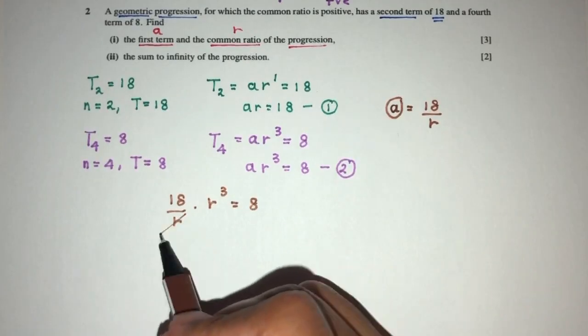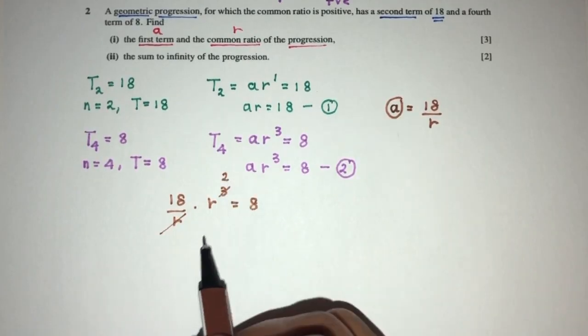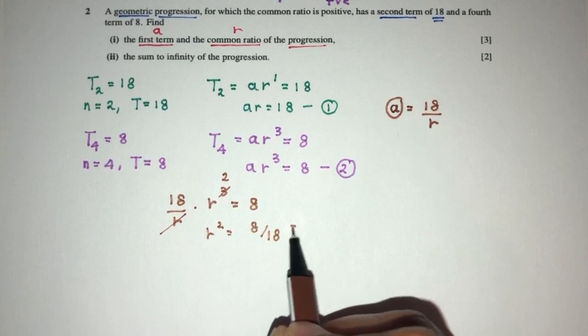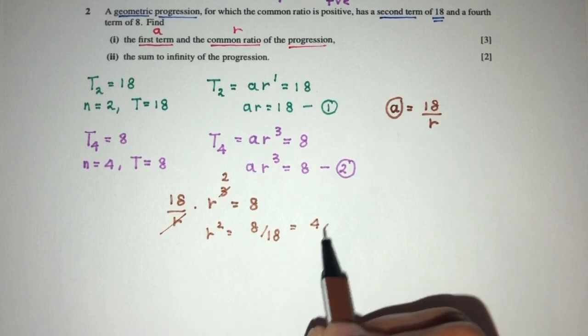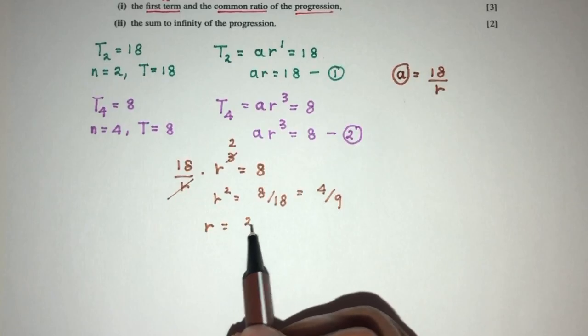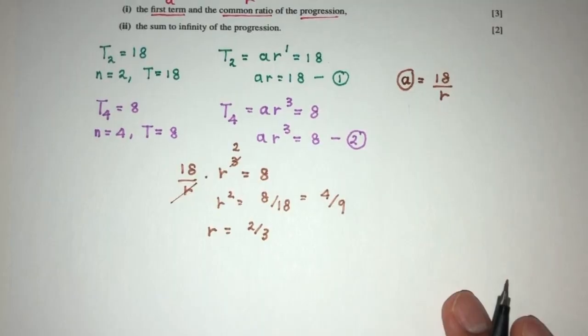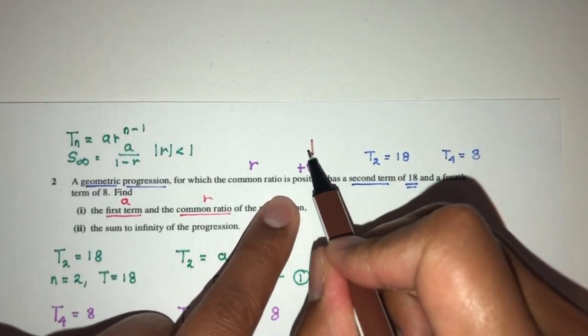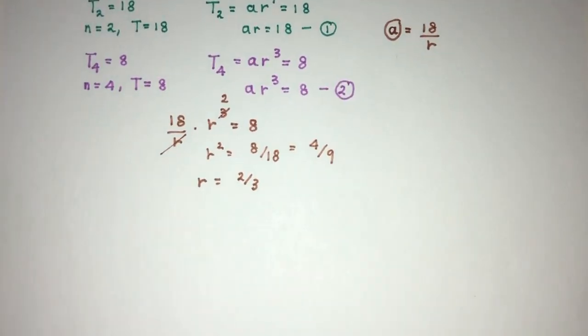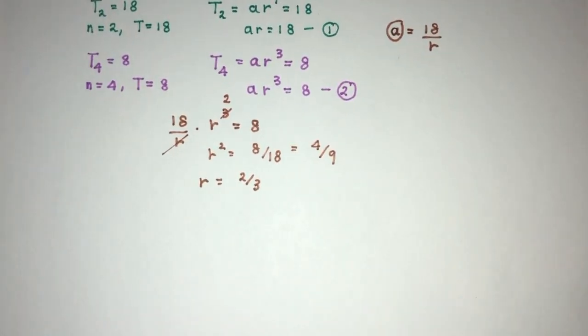Simplify. This will cancel out with this. You will have R squared will be 8 over 18 divided by 2. That will be 4 over 9. So here you can see R has to be the value of 2 over 3. Because we know the common ratio is positive, we will not take into account the negative value. We'll only take this one value. Okay, great. That will be part 1.